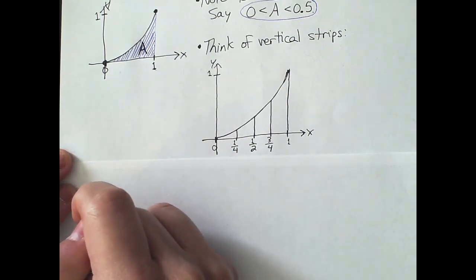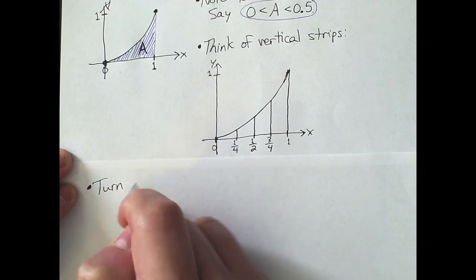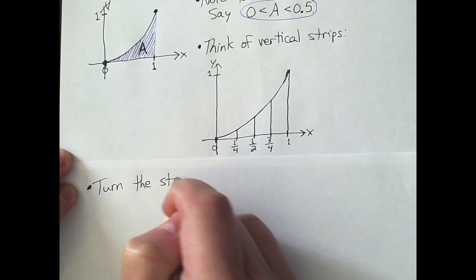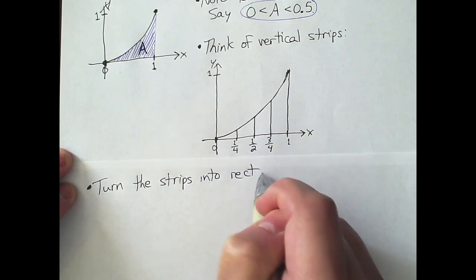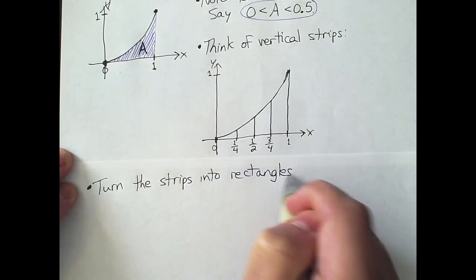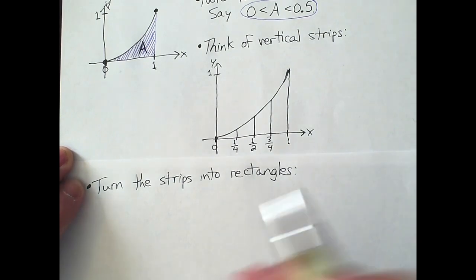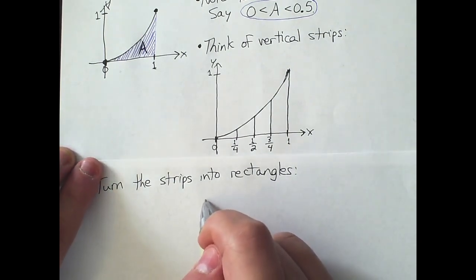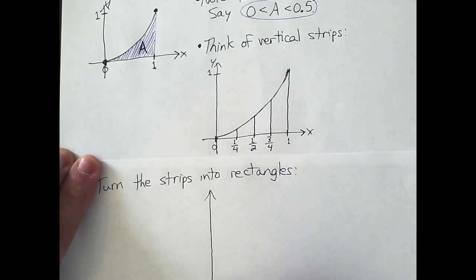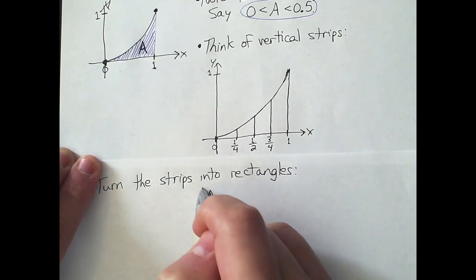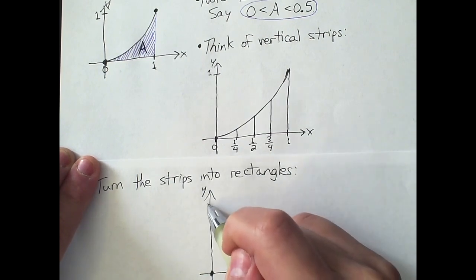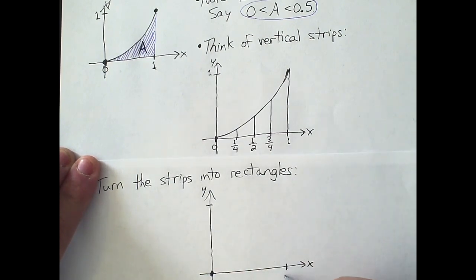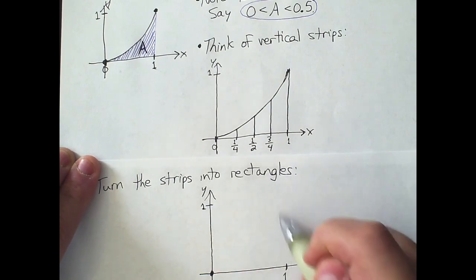Well, the next step is we turn the strips into rectangles. So for this, I'm actually just going to draw the picture again. You could draw a separate picture, or you could just draw on top of the old one if you want. But how do we turn these into rectangles? They're not exactly rectangles.